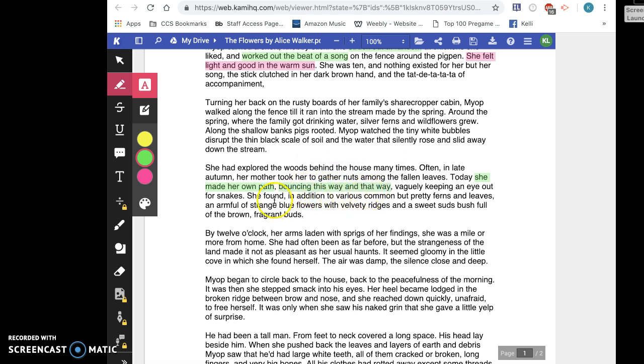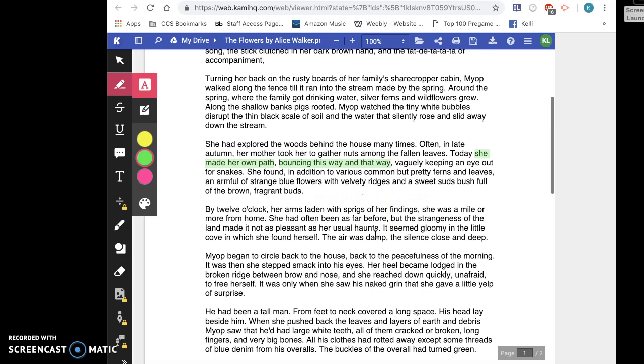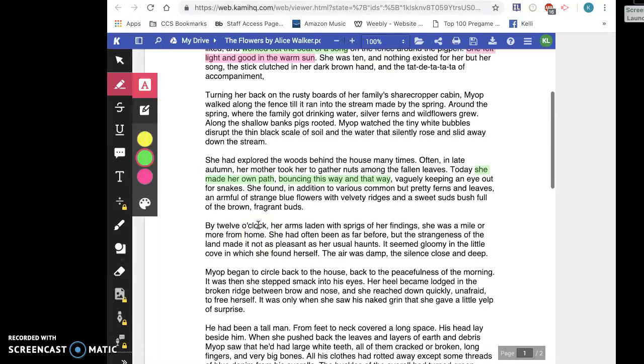Vaguely keeping an eye out for snakes. She found, in addition to various common but pretty ferns and leaves, an armful of strange blue flowers with velvety ridges and a sweet suds bush full of the brown fragrant buds. By 12 o'clock, her arms laden with sprigs of her findings, she was a mile or more from home. She had often been as far before, but the strangeness of the land made it not as pleasant as her usual haunts.